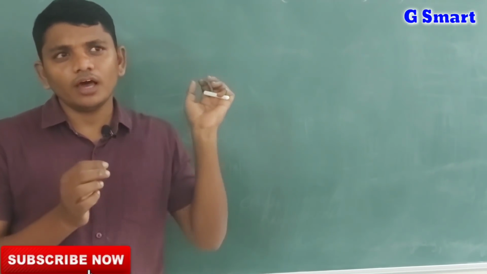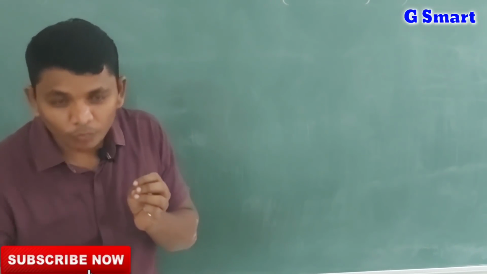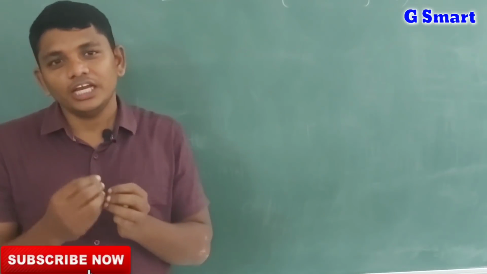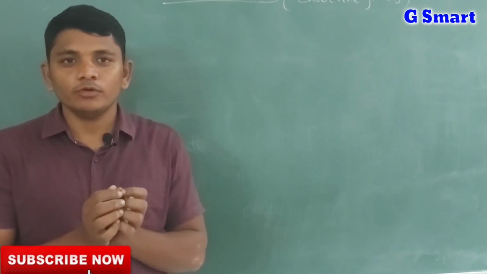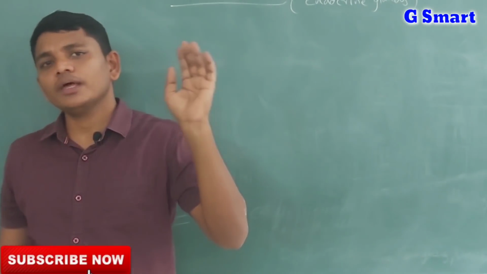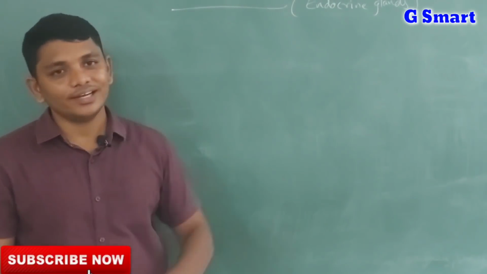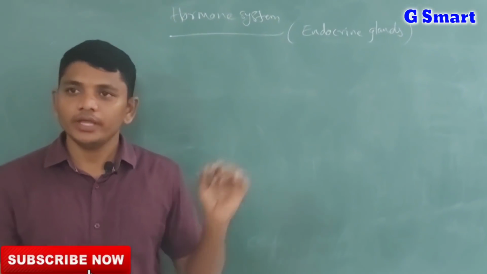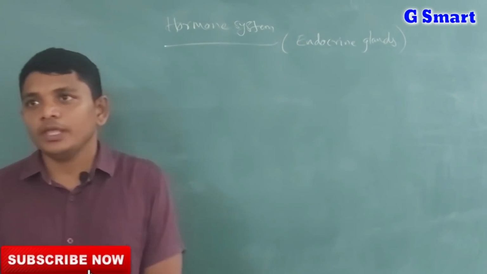Okay, when the hormone is released into the blood, it will be transported to the entire body with the help of the blood. So you have to remember one thing: hormones directly combine with the blood. Hormones are released by endocrine glands. It should be remembered. It is very important.